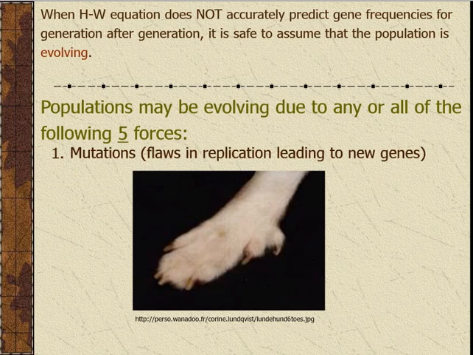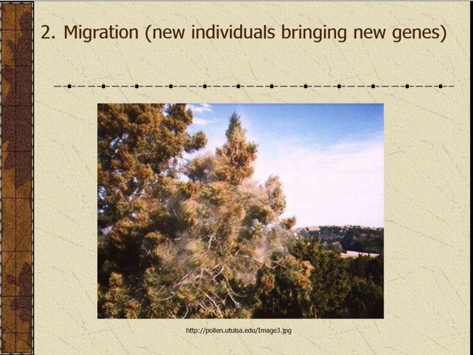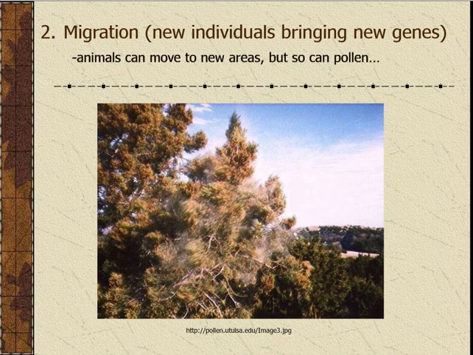This is a photograph of a paw that has an extra toe. That's an example of a very common mutation. We're looking at new mutations in this circumstance. Number two, evolution could be occurring due to migration, the movement of new individuals bringing their new genes into a population. Obviously, animals can move to new areas, but don't forget pollen can also. Some pollen can get caught up in the jet stream and travel halfway around the world.